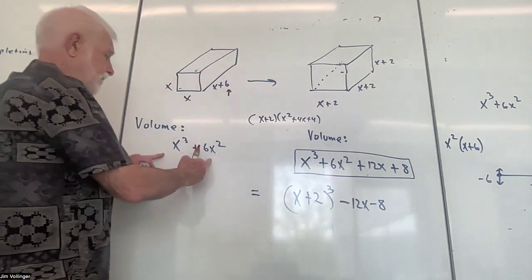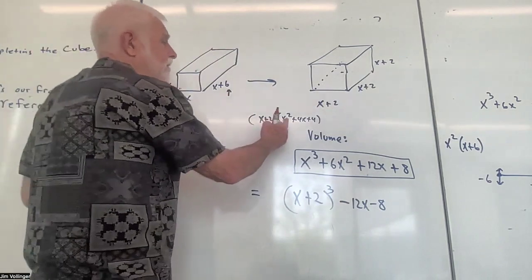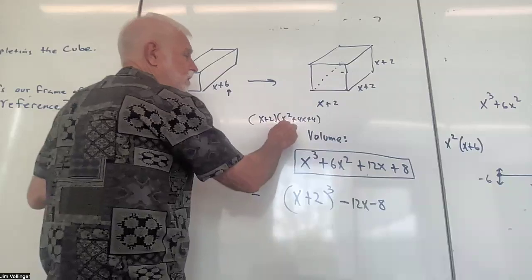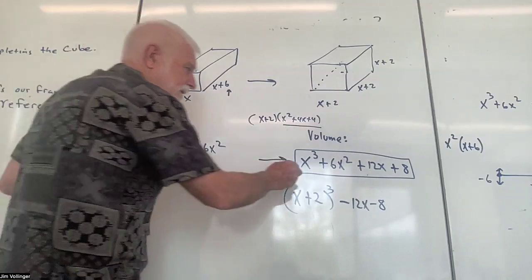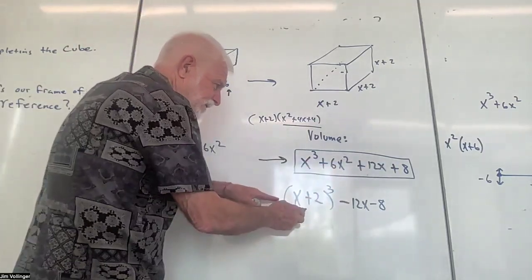Because x plus 2 times x plus 2 times x plus 2, there's the squaring of the binomial, gives me this. It gives me that. And that's what this is right here.